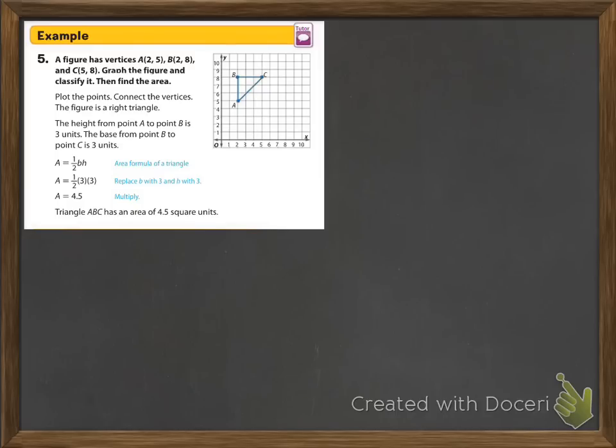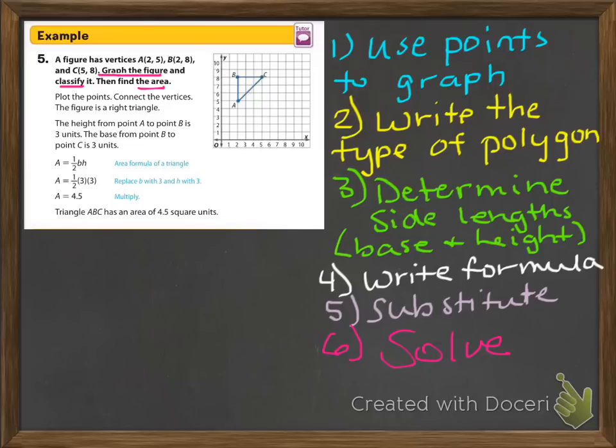So the first thing that you need to do is graph the figure and classify it. So then you need to tell me what it is and then find the area. So I'm going to show you these steps here. All right, so off to the right, I have written the steps that you need here.